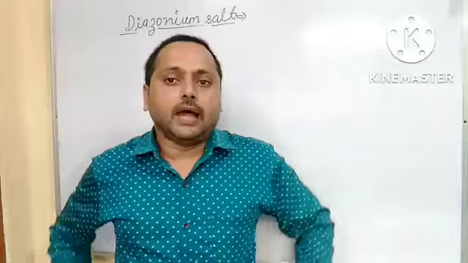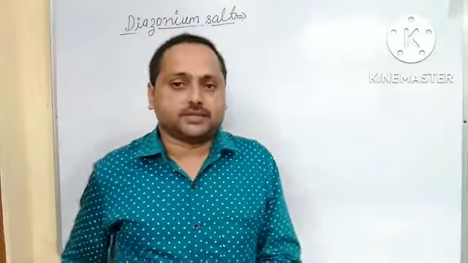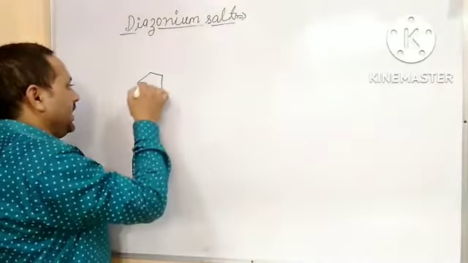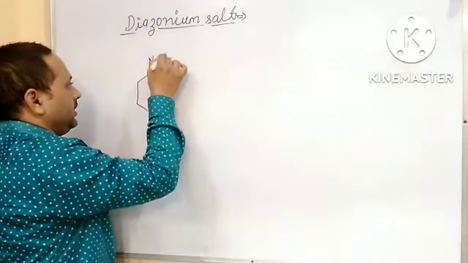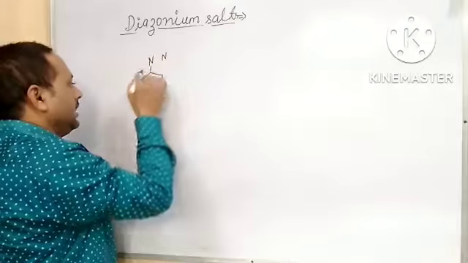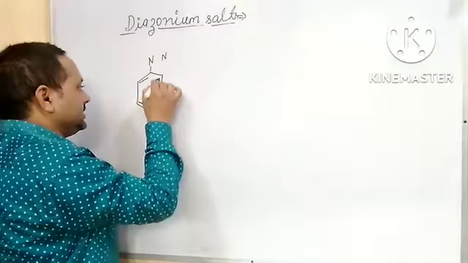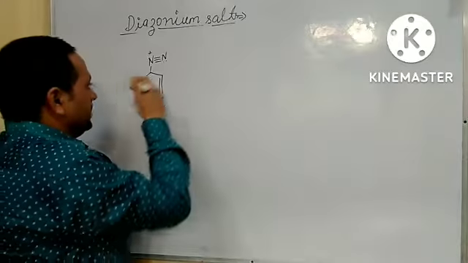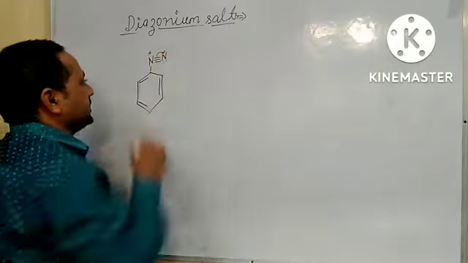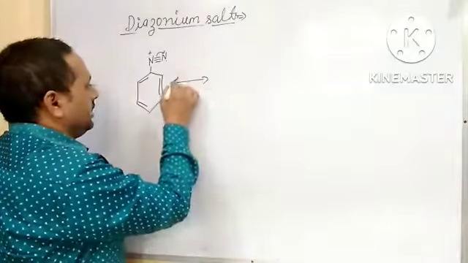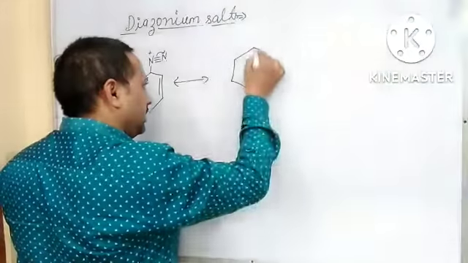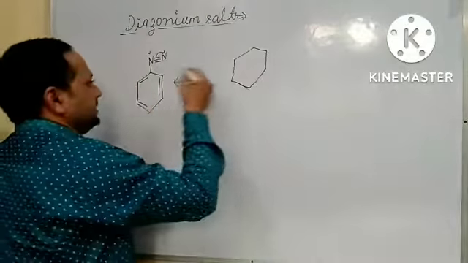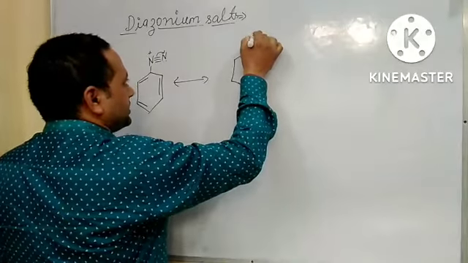So let us see how the aromatic portion is stabilizing this. Students, due to this it is more stable. Just see here, we can write N2 like this, and here I will show the bond like this. So let us see how it stabilizes. This electron is withdrawn, and it forms like this, and resonance is shown like this. Let me show it here first.